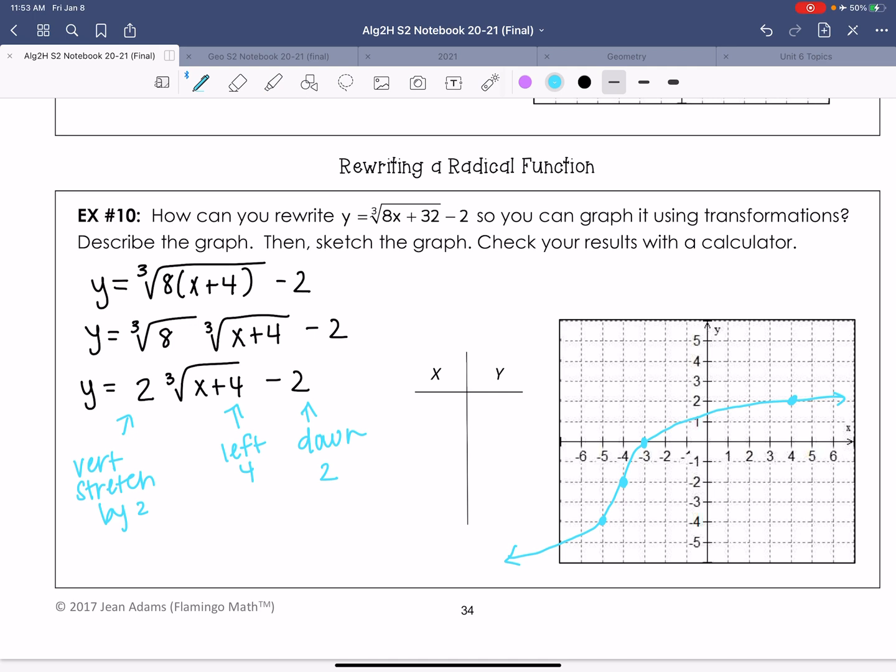We can have all the negatives, all the positives. So cube roots have domains and ranges of negative infinity to positive infinity, all real numbers.